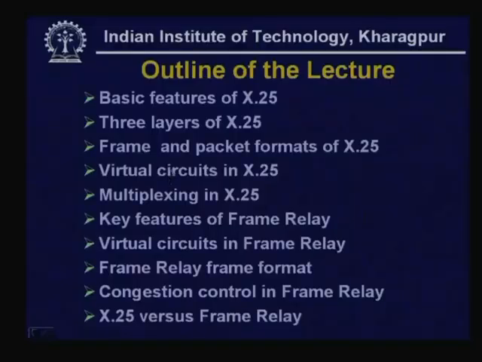Here is the outline of today's lecture. First, we shall discuss the basic features of X.25, then consider the three layers of X.25, and then we shall consider frame and packet formats of X.25. You will see that it operates in two layers, data link as well as network layer. Then we shall consider the virtual circuits that are used in X.25 for data communication, and also the multiplexing used in X.25.